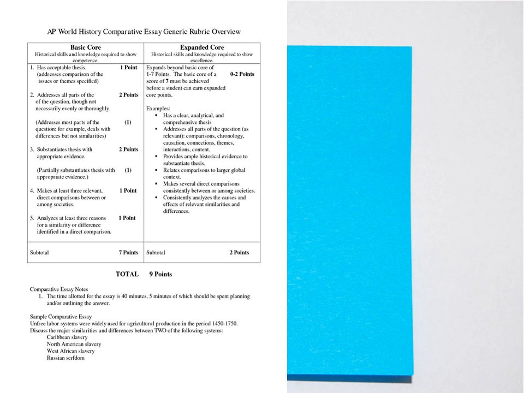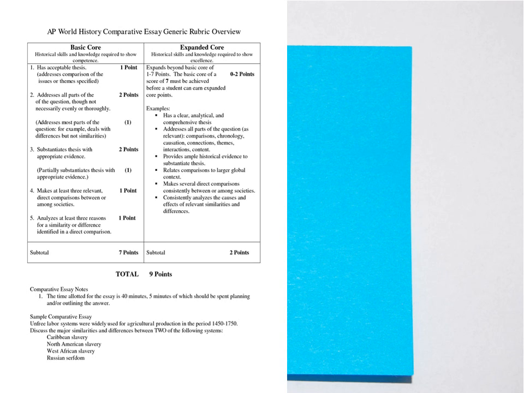You can get 1 point if you address most parts of the question. For example, you deal with differences but not similarities. You need to hit up differences and similarities. You don't want to be that one guy that only mentions similarities and no differences, or only differences and no similarities. Hit both of them up.